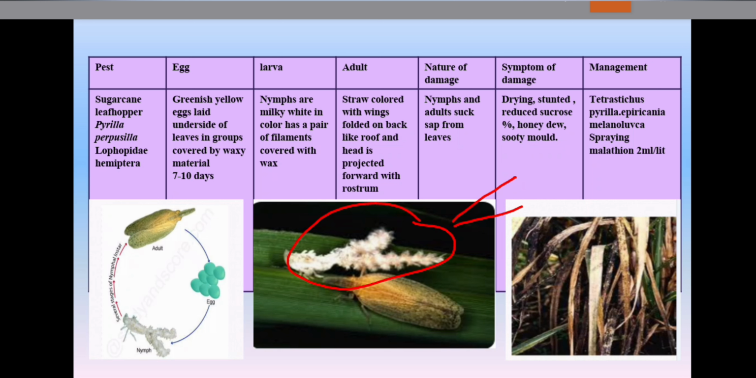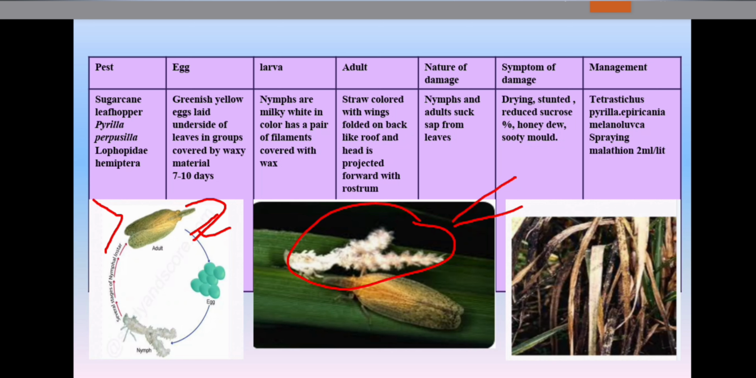And the adult is straw colored, and the wings are folded on the back like a roof, and the head is projected forward with a rostrum. So here this is the adult, and here you can see the wings which are held on the body like a roof. Roof means like this, and you can see the rostrum or beak, which is projected forwards.